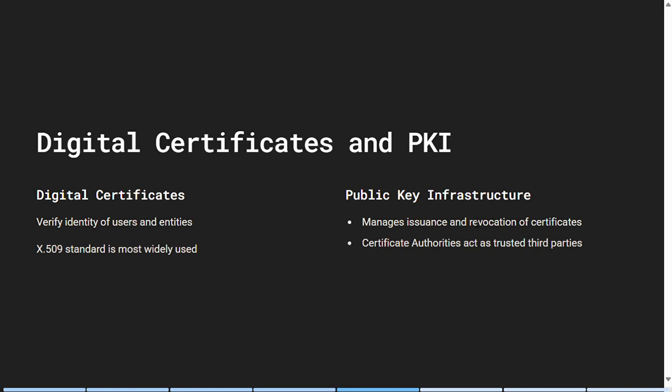A real life example of digital certificates and PKI can be when your browser says connection is secure, it has verified a digital certificate via public key infrastructure.